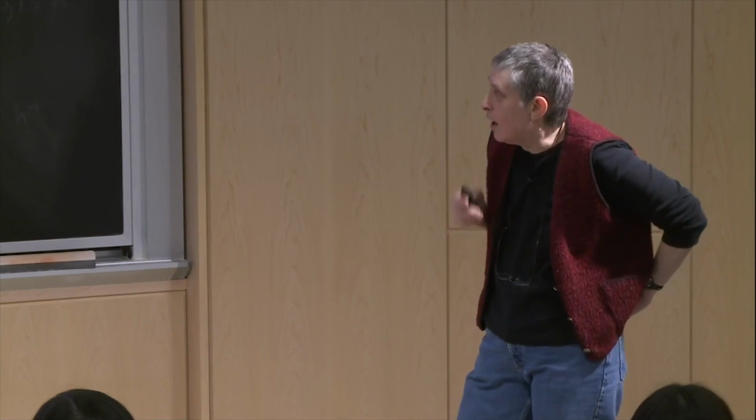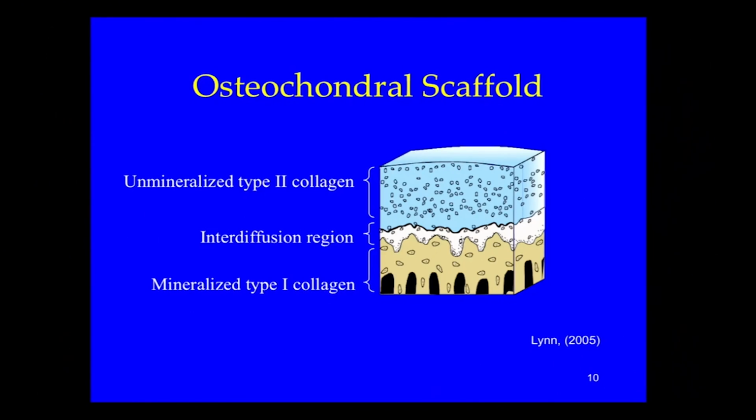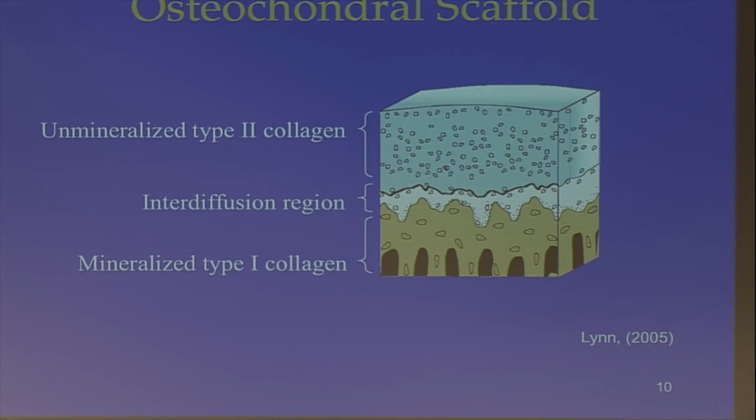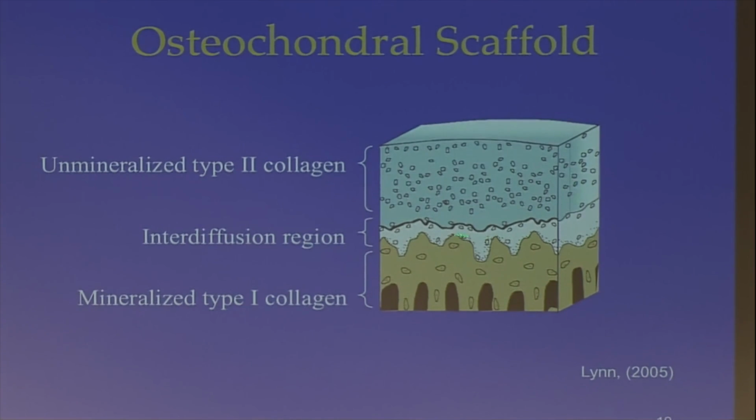So this was our idea of what we wanted the scaffold to look like. We wanted an unmineralized type 2 collagen scaffold up here. That would be for the cartilage. We wanted a mineralized type 1 collagen scaffold down there for the bone. And we wanted some region that had some gradient in mineralization, because it would be like that layer of cartilage that was slightly mineralized. So we wanted to duplicate that whole structure. So that was our picture of what we wanted to do.